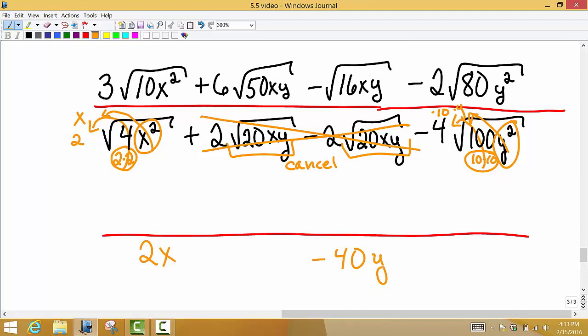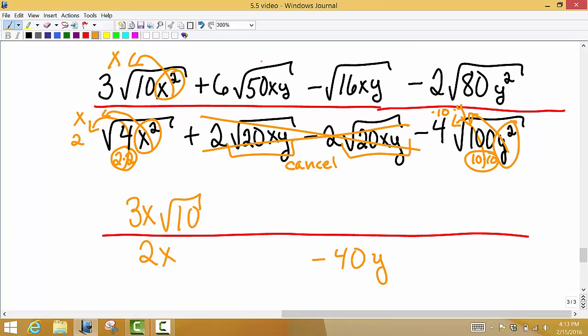All right, we're going to simplify across the top as well. We have 3 on the outside. On the inside, we have 10, which is 2 times 5, so no 2 of a kind there. But we do have 2 x's, so we will bring 1 out from there. So it leaves us with 3x on the outside and square root of 10 on the inside.